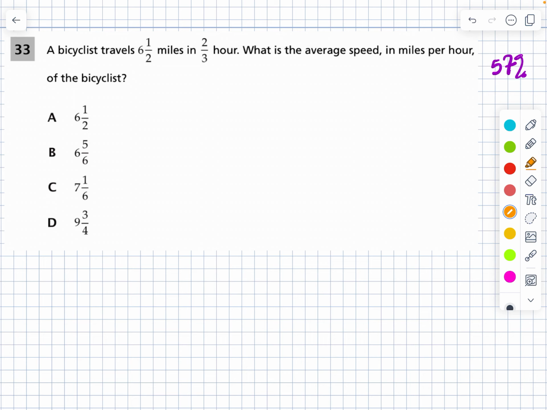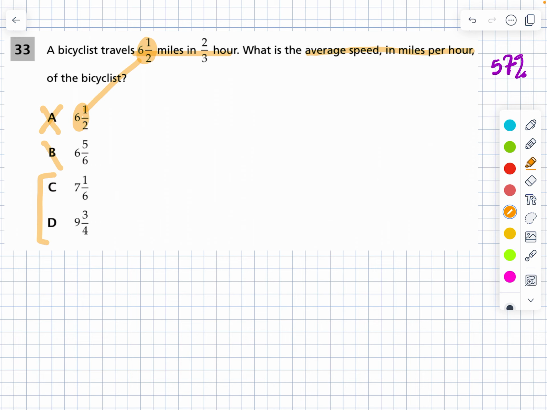First of all, let's look at this question again. It says they travel 6.5 miles in 2/3 of an hour. So that means they go in less than an hour, they travel this far. But they want the average speed in miles per hour. So how far do they travel in an hour? So we know this answer right here is not correct because that is the same as this and it's less than an hour. I tend to think this one is not valid either just because it's very close to 6.5. But we don't know yet, so I'm thinking one of these two is going to be our answer.